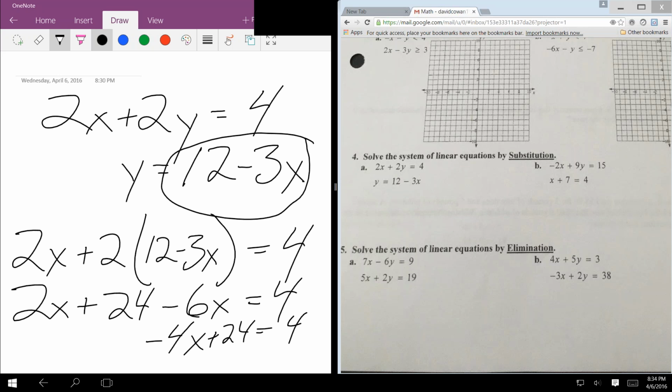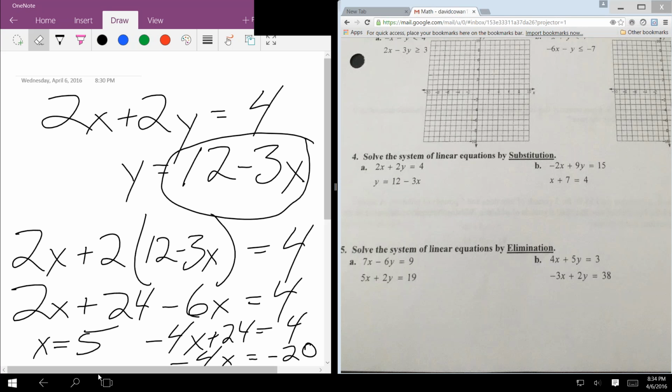Next step. Subtract 24 from both sides. And then it'd be -4x is equal to -20. Then x is equal to 5. Okay. And what's y equal to?